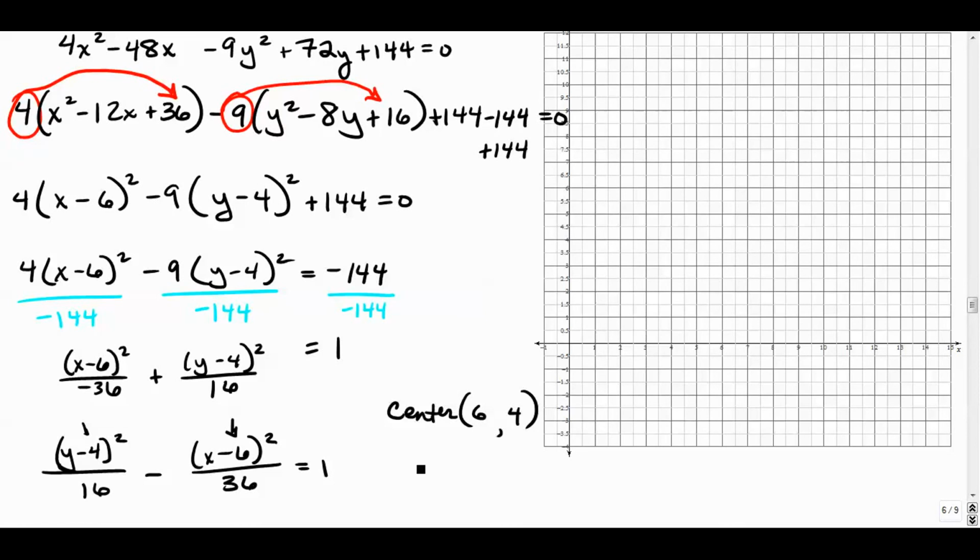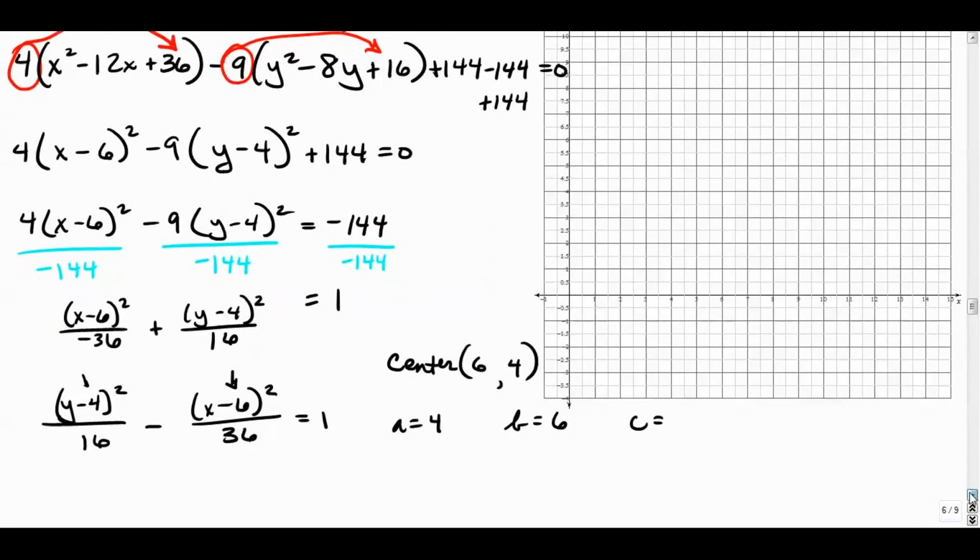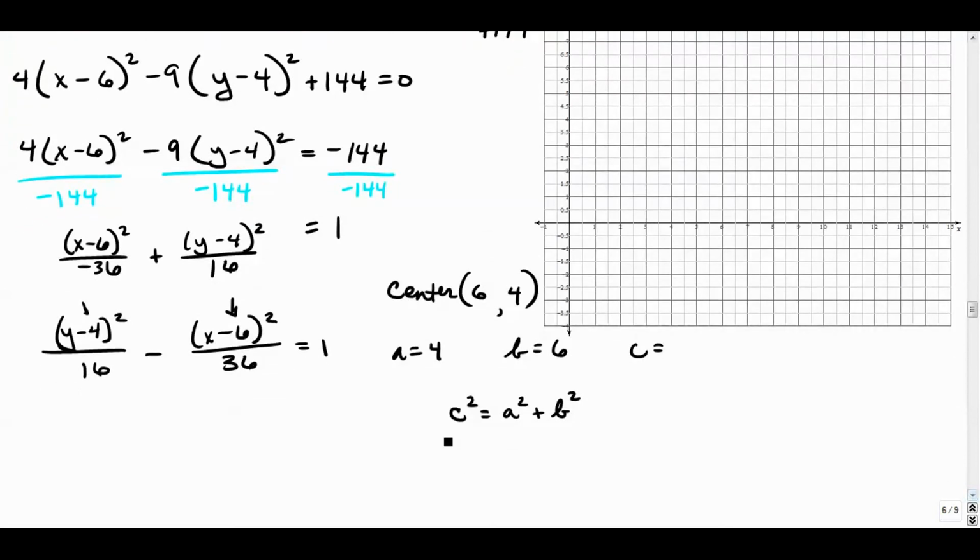And let's see if we can get our a, our b, and our c. Lowercase a is always in the left-hand spot in a hyperbola. So if a squared is 16, a is 4. If b squared is 36, b is 6. And the relationship between a, b, and c in a hyperbola is a squared plus b squared equals c squared. So just plug this stuff in.